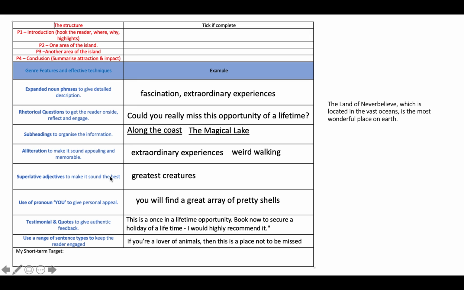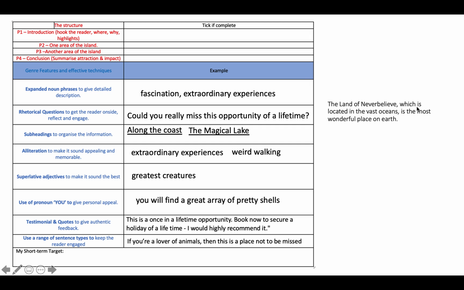So yeah, just go back. Have you included those? The use of the pronoun you, so you're talking to the reader. So you will find a great array of pretty shells. You will have the time of your life. Should have done that all the way through. Testimonials, so I've put my testimonial here. And finally, the use of a range of sentence types. So fortunately, we didn't get a chance to go through this at school. But one of our sentence types was if you are something, then. That was one of our sentence types we were focusing on. And also this one over here.